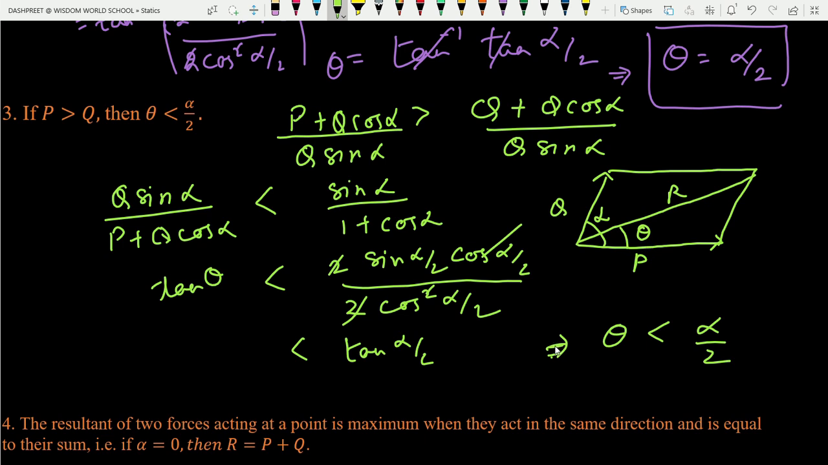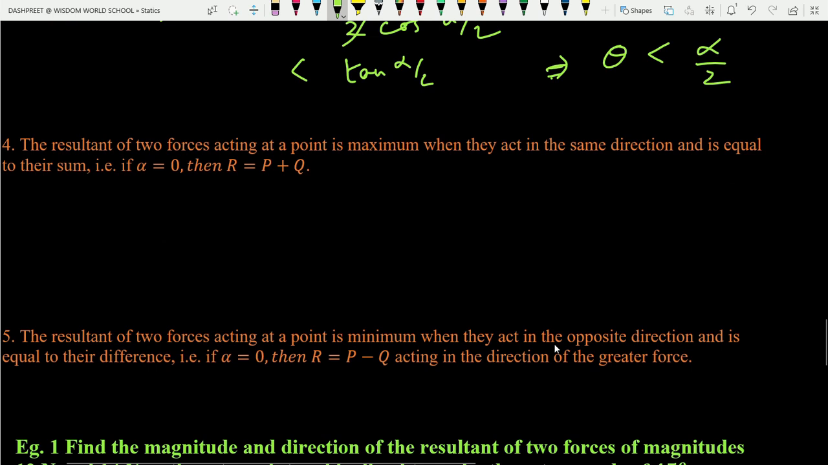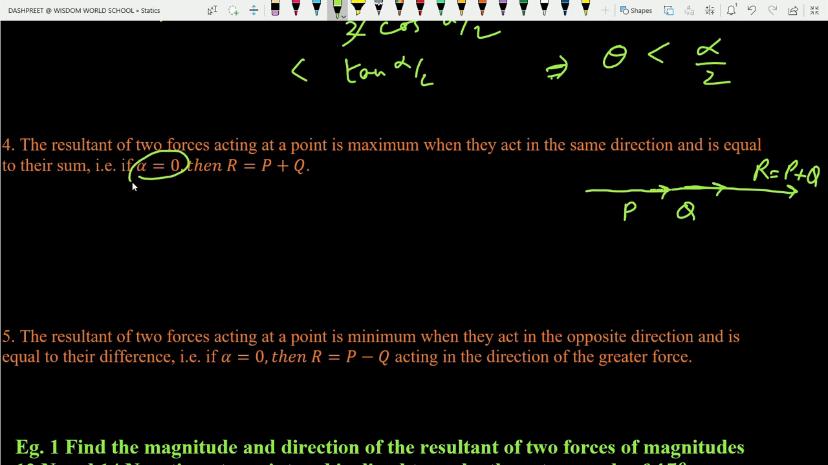Next is the resultant of two forces acting at a point is maximum when they act in the same direction. दो forces यदि same direction में act कर रहे हैं, say this is P force and this one is Q force, then their resultant is equal to their sum. Clearly here you can see their resultant R is equal to P plus Q. Since the two forces are inclined in the same direction, it means the angle alpha is equal to 0.